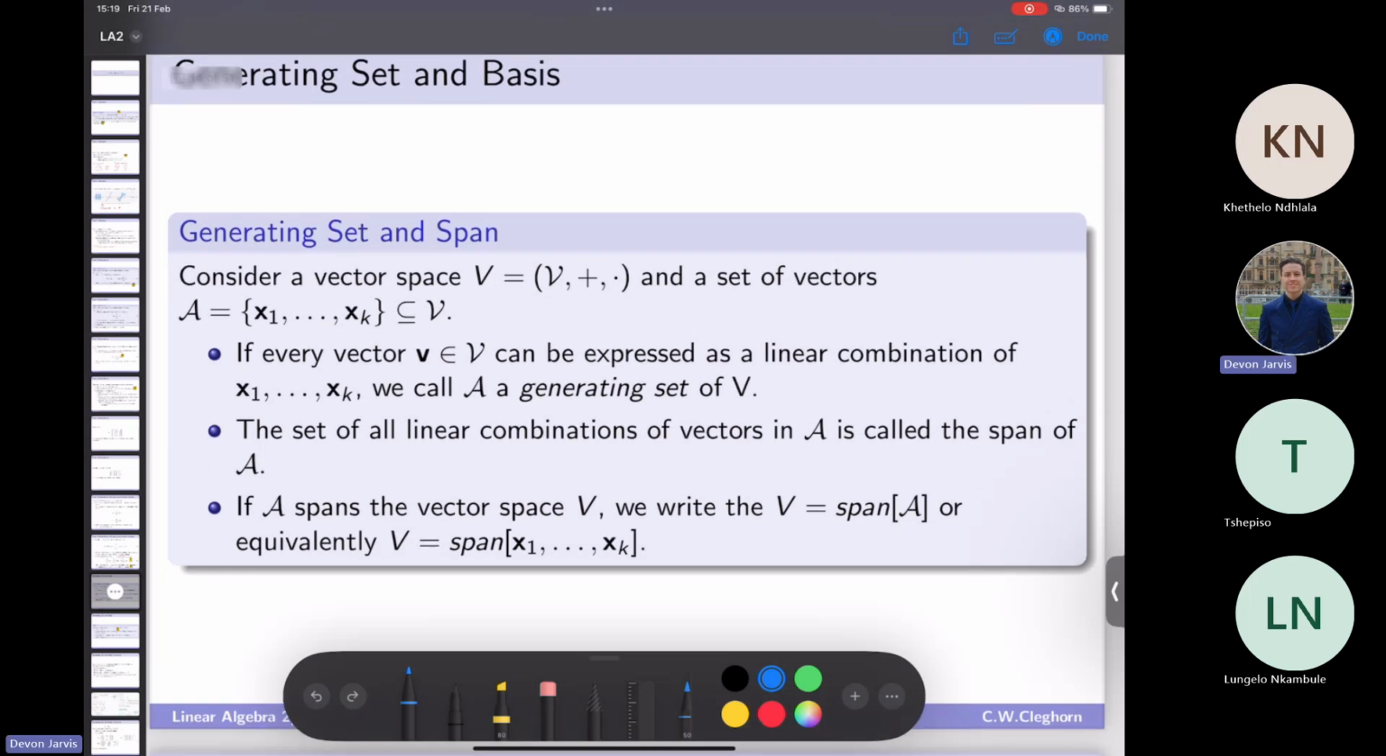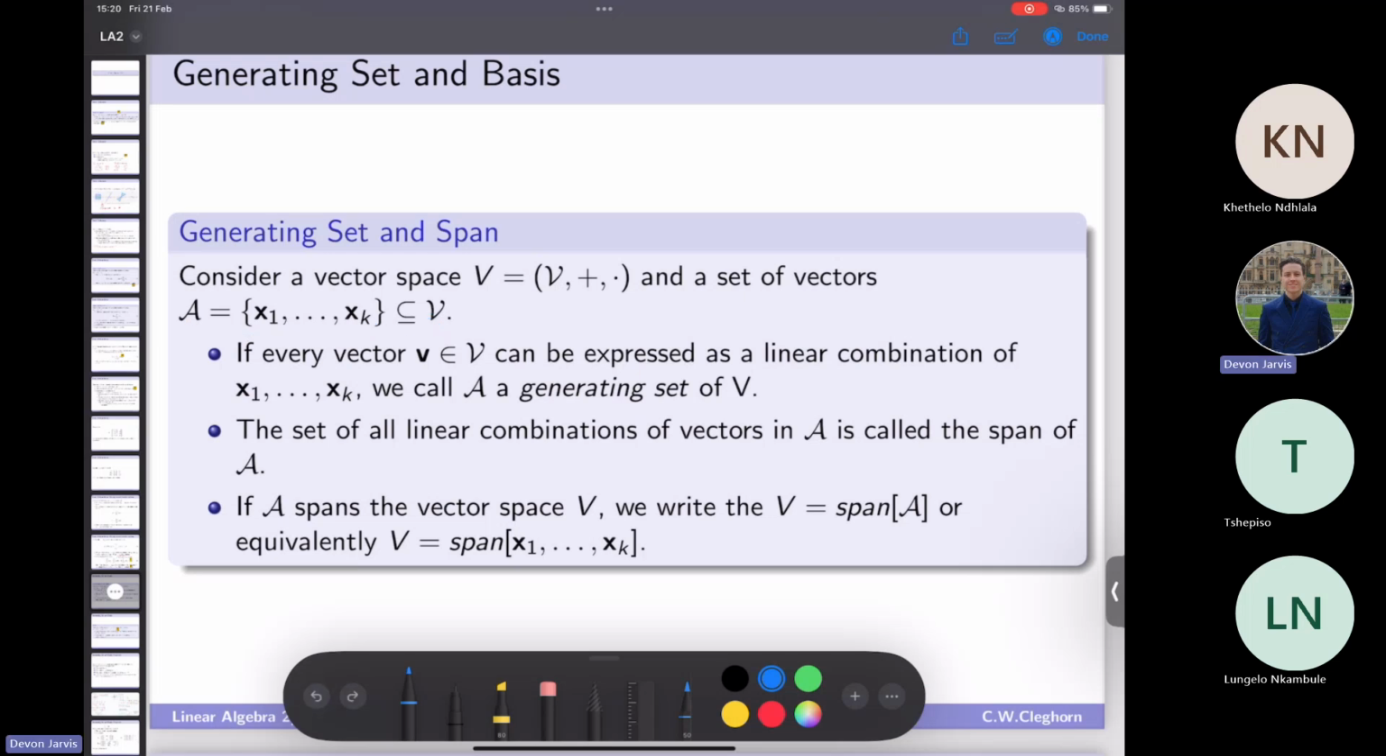Okay, a little bit more definitions. So generating set and spans. So if we consider a vector space and we have a set of vectors in that space, call it set A. If every vector V can be expressed as a linear combination of just these vectors, then we call A a generating set of vectors. All right? A can be used to generate all of V.